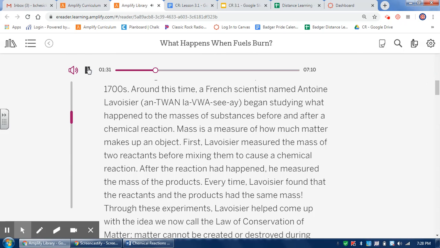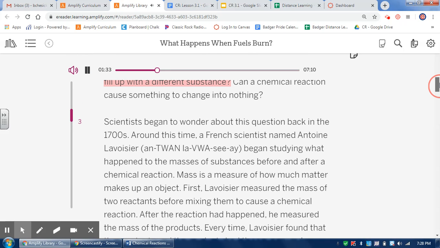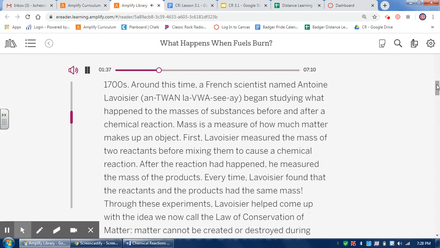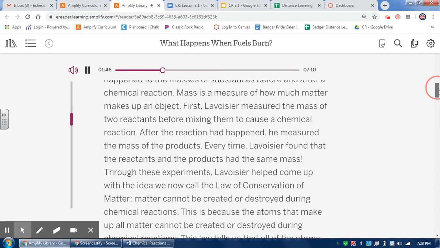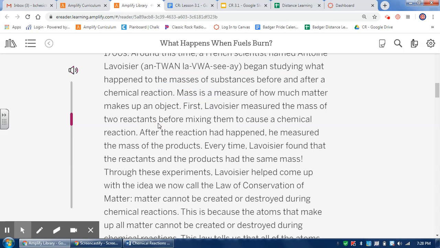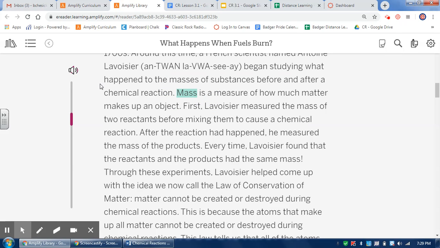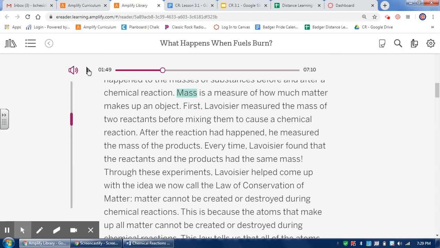Scientists began to wonder about this question back in the 1700s. Around this time, a French scientist named Antoine Lavoisier began studying what happened to the masses of substances before and after a chemical reaction. Mass is a measure of how much matter makes up an object. Okay, I'm going to quickly highlight that, and I'm going to do this in a different color. I think that's an important word to remember.